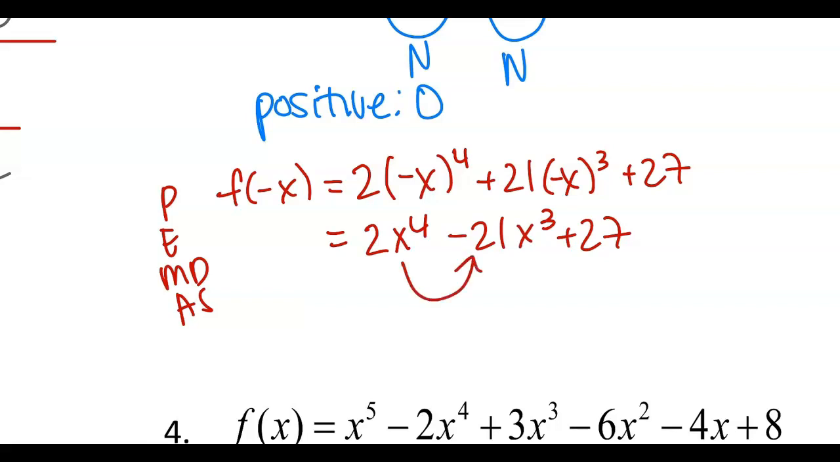I'm going to go from here to here and here to here. Megan, as I go from 2x to the 4th to 21, is there going to be a sign change, yes or no? Yes. And then what about from negative 21 to 27? Yes. So how many sign changes did we have? 2. So for my negatives, there's going to be 2.